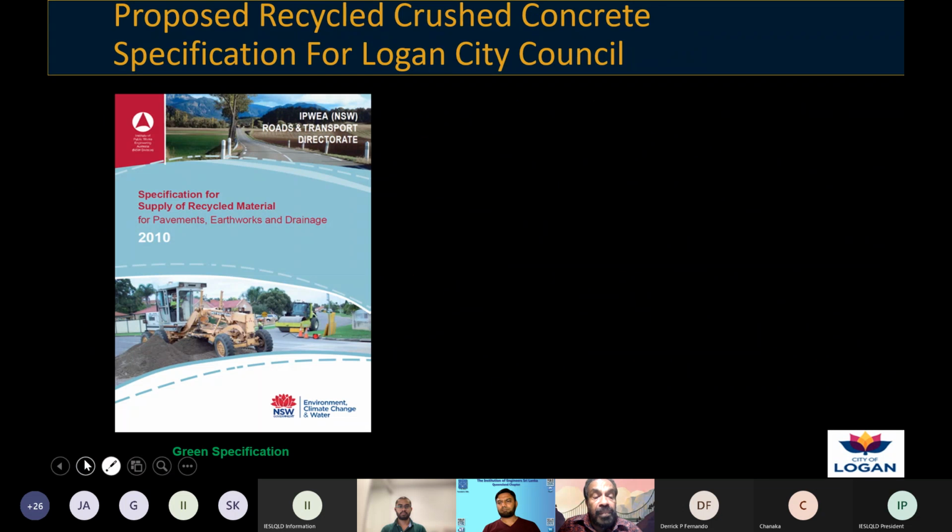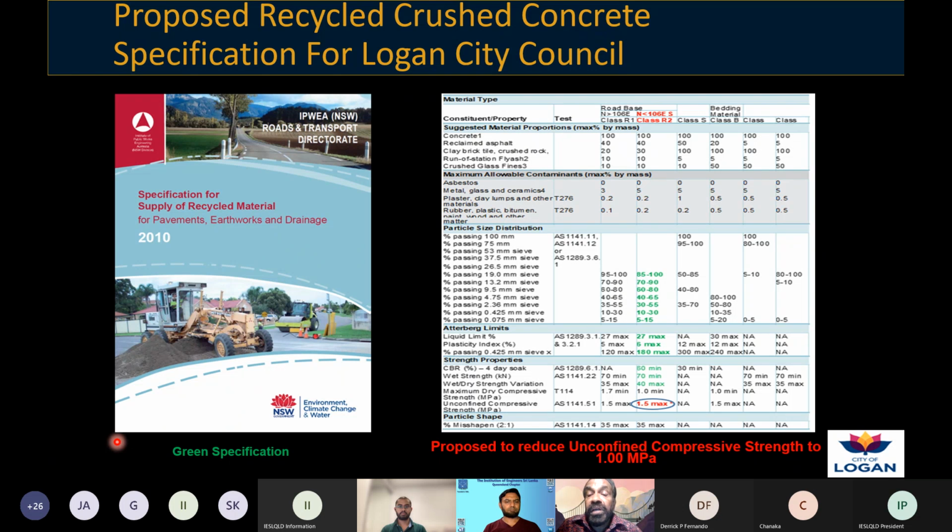Now, this is the IPWEA specification 2010. I could call it a greener specification. On one of these pages, we have two different categories of axle loads. R1 is more than 1 million standard axles. The second one, R2, is less than 1 million standard axles. You can see the grading bands here, and the UCS value, the unconfined compression test, is given as 1.5 megapascal.